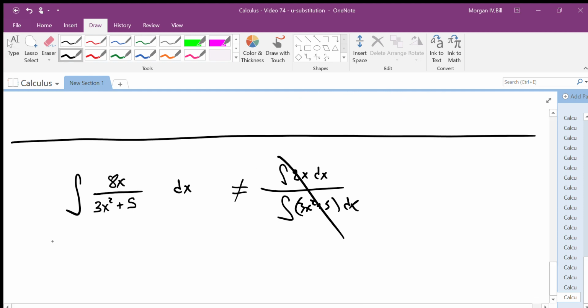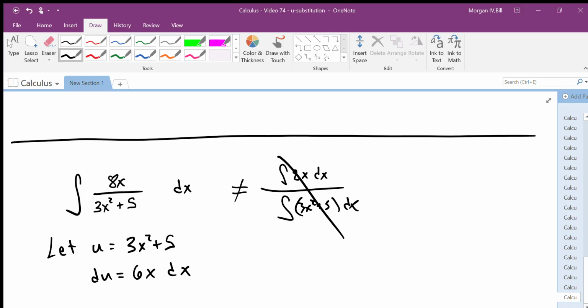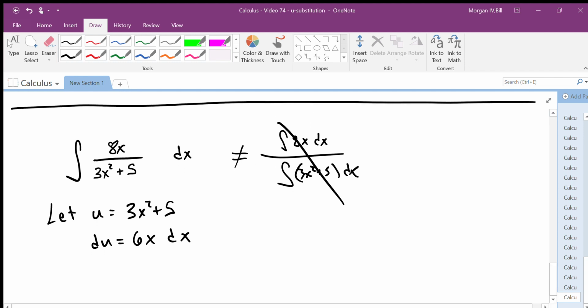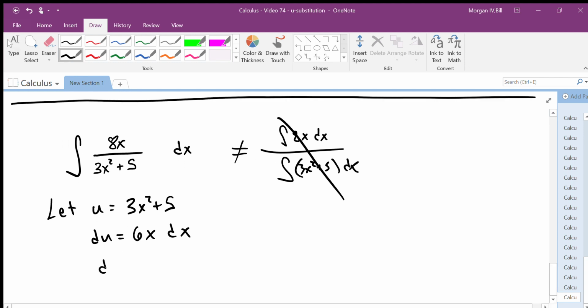So this time, let's let u equal, what do you think? I think 3x squared plus 5, because the derivative of that is 6x dx. And I have an 8x in my original problem. I'm getting a derivative of 6x dx. Therefore, those x's will probably cancel. And so I'm going to solve for the dx here. Dividing both sides by 6x, I get dx is du over 6x.